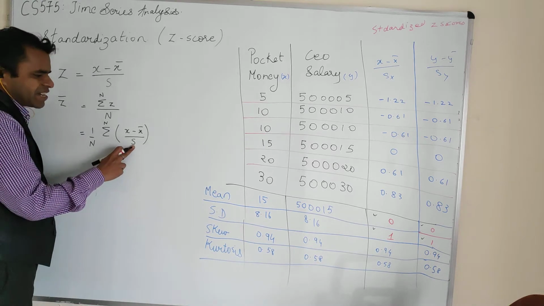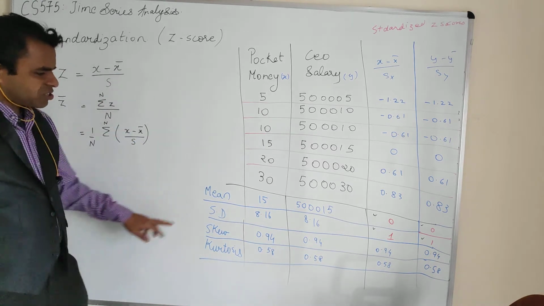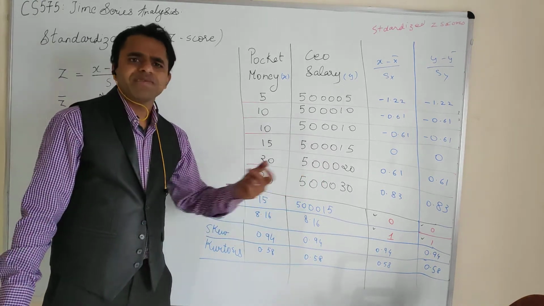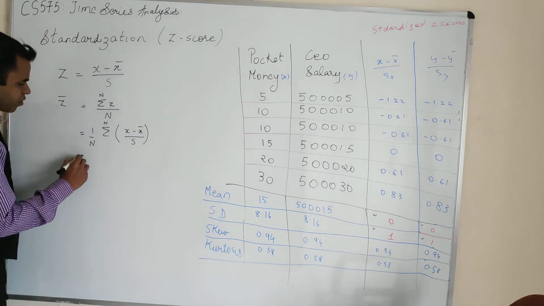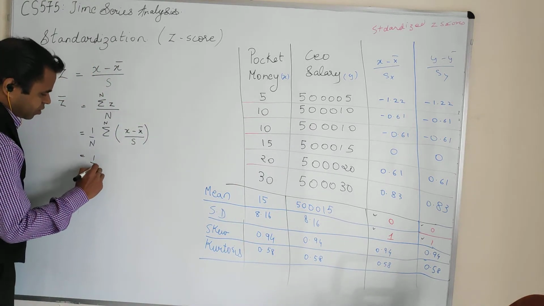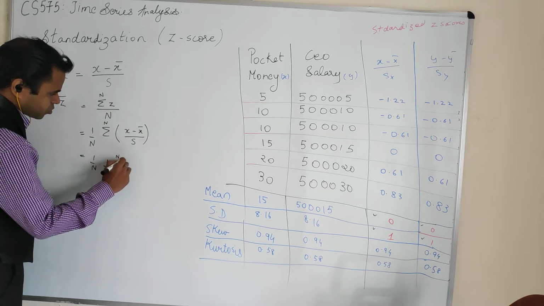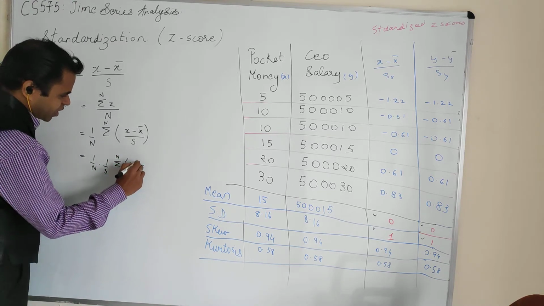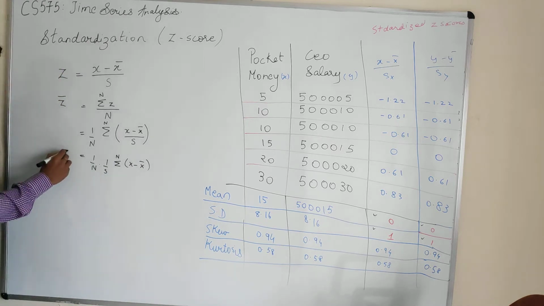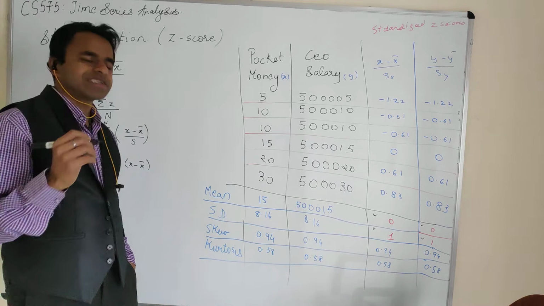Now if you see, the standard deviation for a given set of observations is always constant. It will be a static value. So by the rule of summation, we can take the s out of the equation. Now we have the summation of x minus x bar, and this we are treating as z bar, the mean of the z scores.